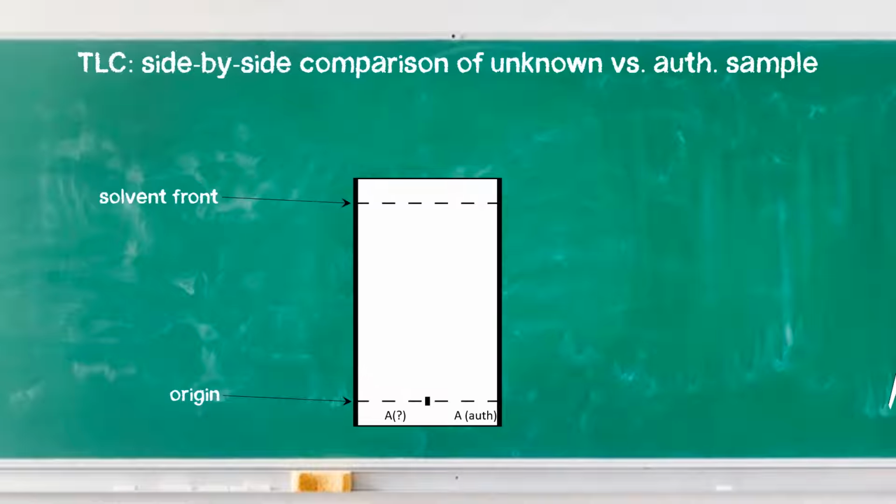First, let's address why anyone would need to do TLC co-spotting. In this example, we're just trying to confirm the identity of an unknown sample that consists of a single component which we believe could possibly be compound A. So in the usual way, we spot in separate lanes both the unknown and an authentic sample of compound A on the same TLC plate.